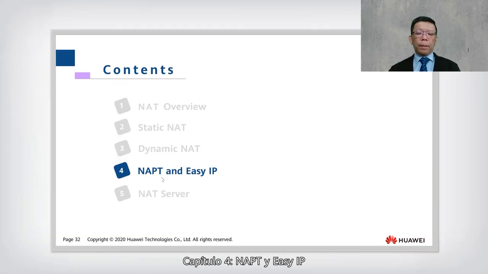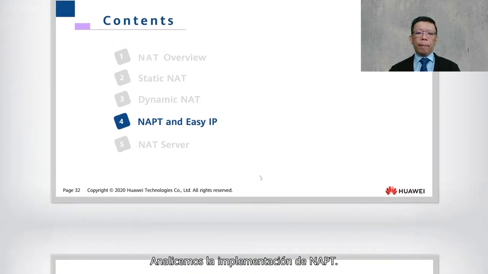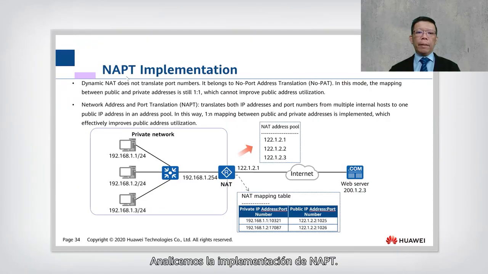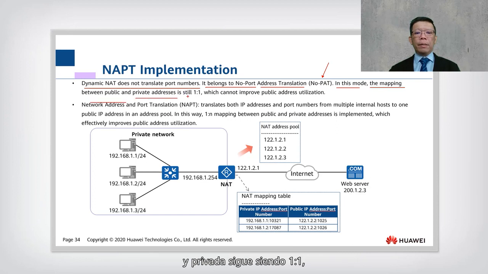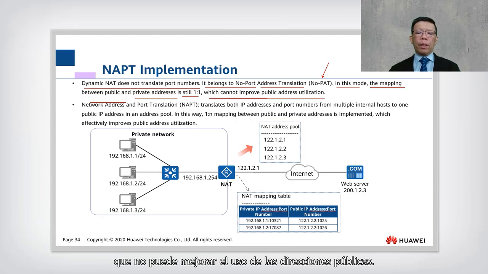Next we look into chapter number 4, NAPT and Easy IP. So let's look into NAPT implementation. Dynamic NAT does not translate port number. It belongs to no port address translation. Remember earlier on I mentioned we have a keyword called no PAT. In this mode, the mapping between public and private address is still 1-to-1, which cannot improve public address utilization.